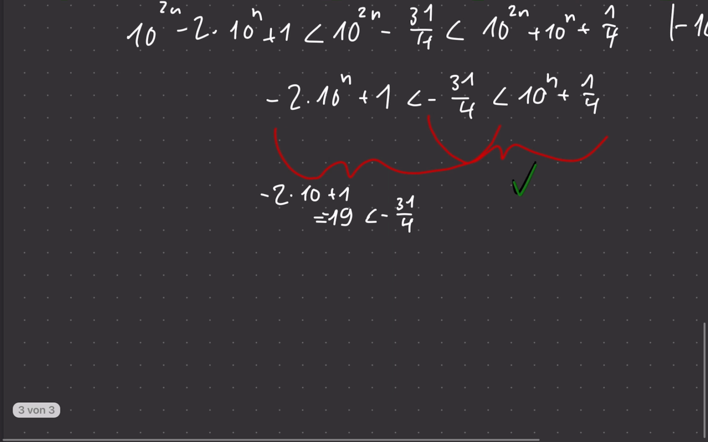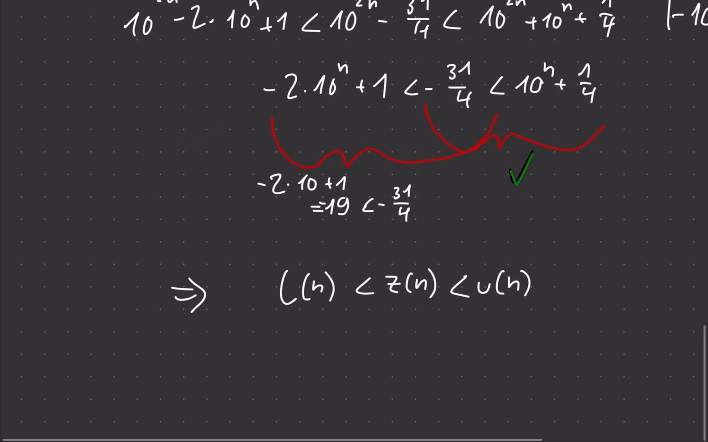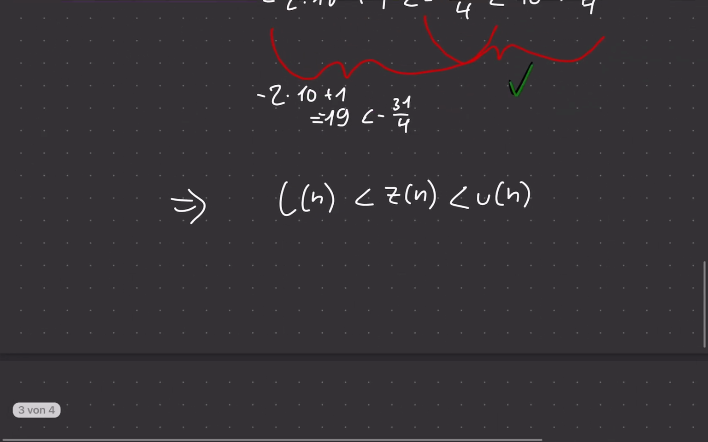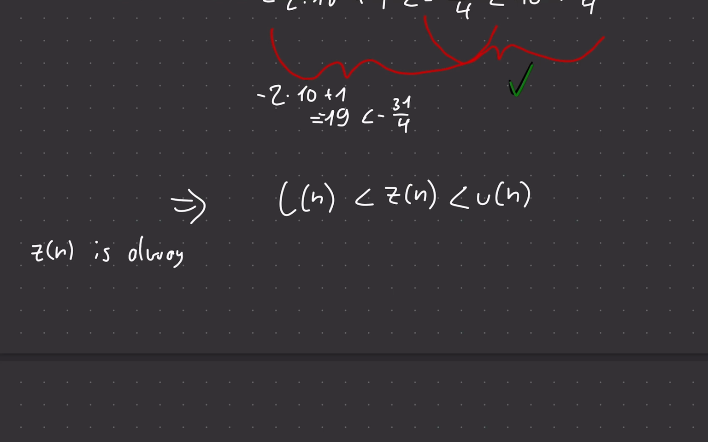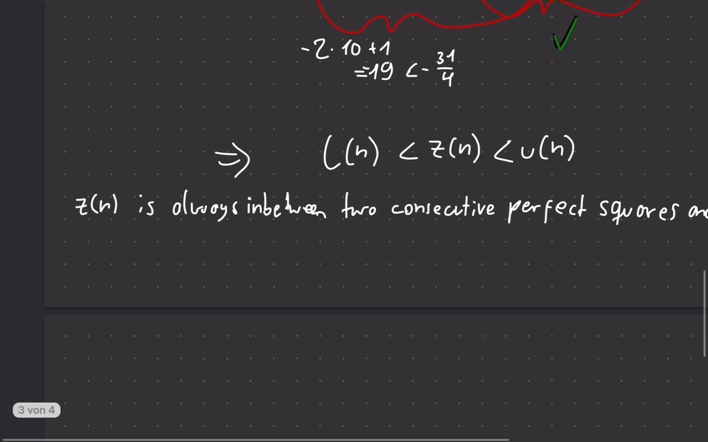This is all true, and so it is true that L of n is always smaller than z of n, and z of n is always smaller than u of n. And like that, we have shown, I'm just going to write it down, that z of n is always in between two consecutive perfect squares, and it can therefore not be a perfect square itself.